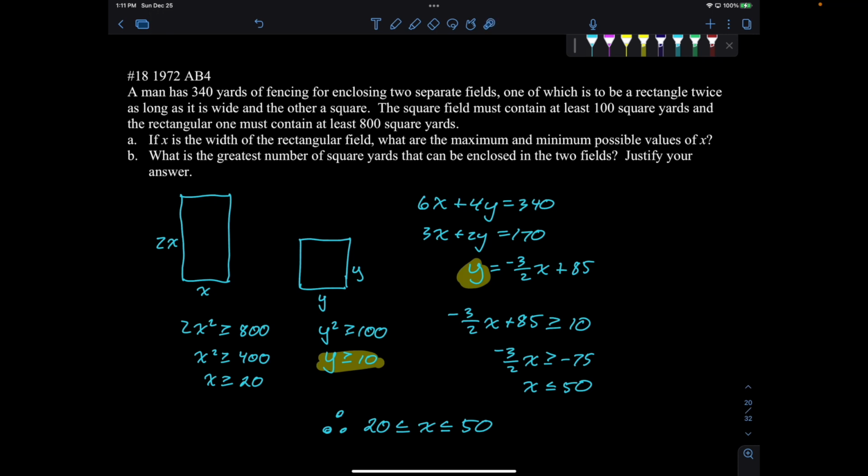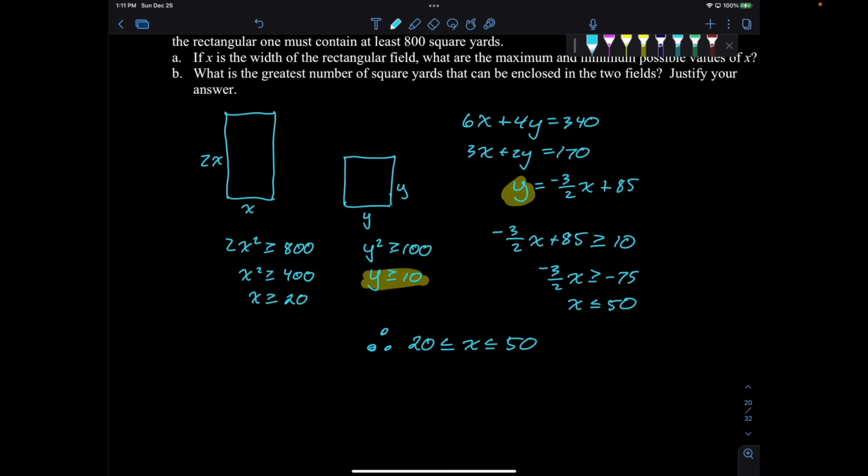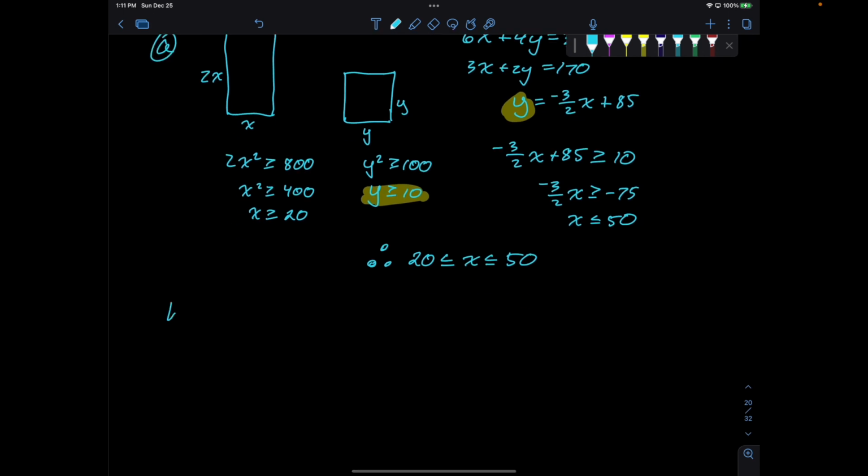All right, now what is the greatest number of square yards that can be enclosed in the two fields? Justify your answer. All right, so now we've got to do area. So the area of this is definitely 2x squared, and this is y squared. So this is all part A. Part B, the area is going to be 2x squared plus y squared.